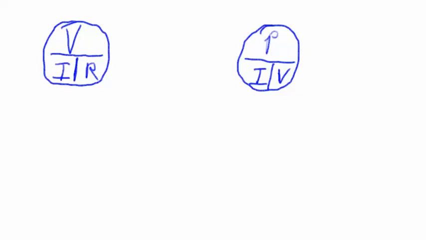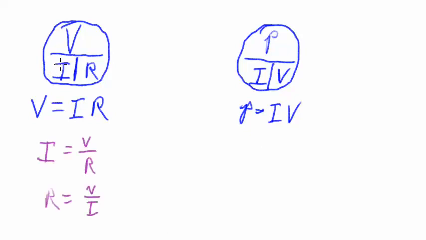Let me show you a couple of little tricks about algebra before I go. It's something you can do whenever you have equations where one variable is a product of the other two. In these cases, remember that the voltage across a resistor is equal to the current through it times its resistance, and the power dissipated across a resistor is the current through it times the voltage across it. If I cover up the I in the little circle, the V is over the R, and if I cover up the R, the V is over the I.